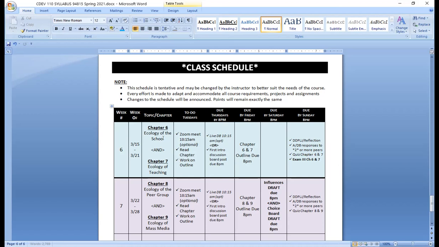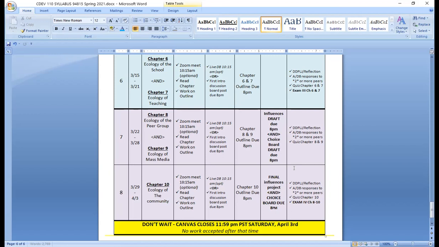So college and school and teaching were together. I'm going to, but the outlines have to be separate, but there's only one discussion board. Let me write this down. Okay. 1 DB for 6 and 7, 1 DB for 8 and 9, just to make sure. So the peer group and media sounds like a natural pairing, and yes, it is. And yes, it's going to be a little bit more work, but there are differences between the ecology, like think of Mean Girls peer group versus mass media. But those things are so intertwined right now, we're putting those together. And then we have an influences draft due and the choice board draft due.